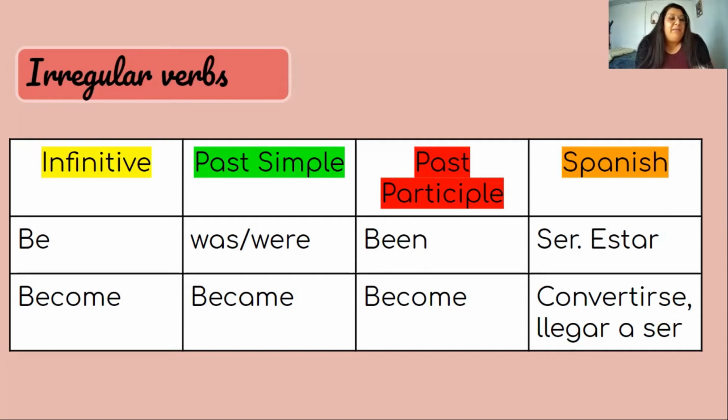Por eso es que en esta oportunidad solo vamos a hablar de estos dos. Be, was, were, ser o estar, and become, became, become, que sería convertirse o llegar a ser algo. Ya, I became a superstar, I want to become a doctor, ¿ya? Entonces, ahí esos dos verbos vamos a ver por el día de hoy.